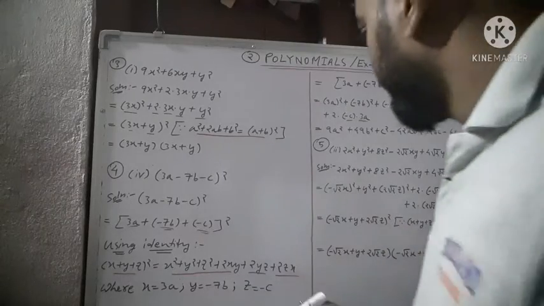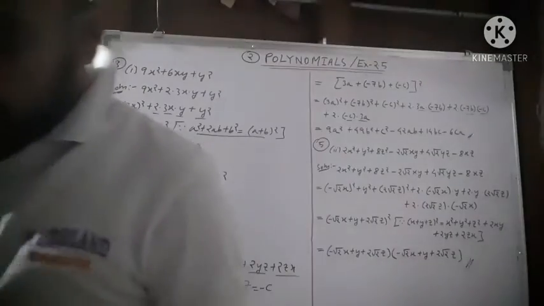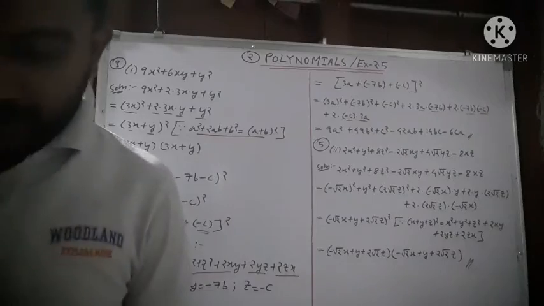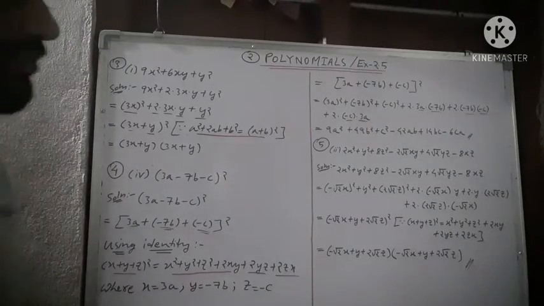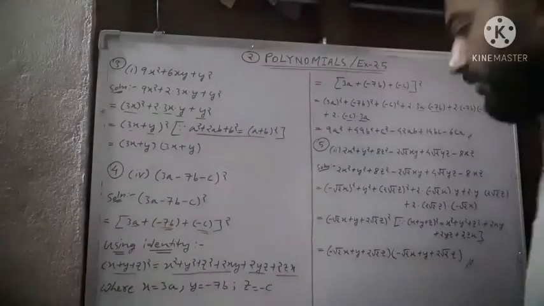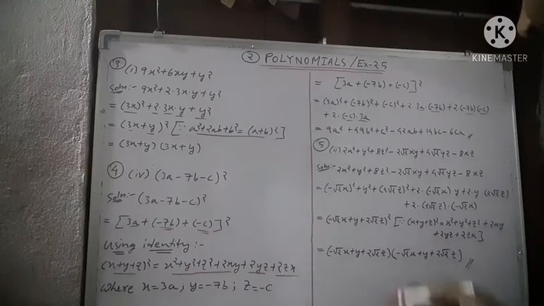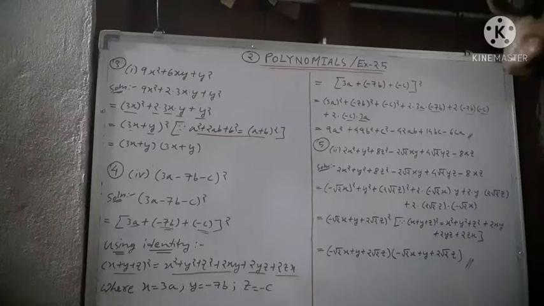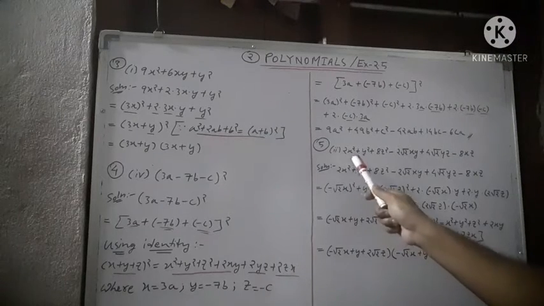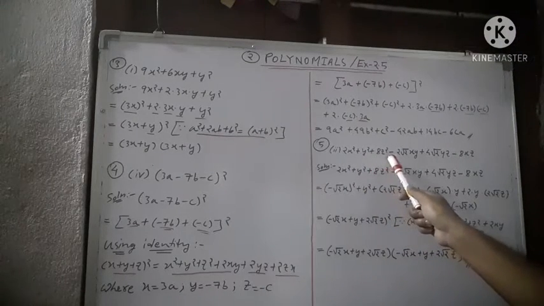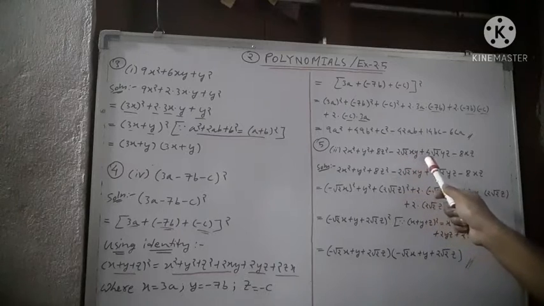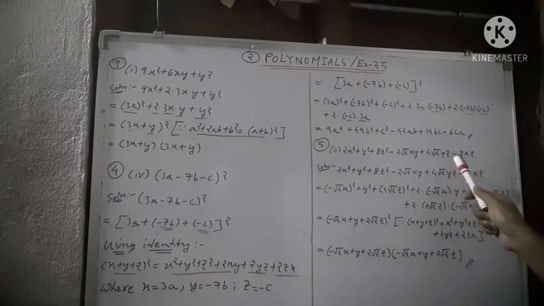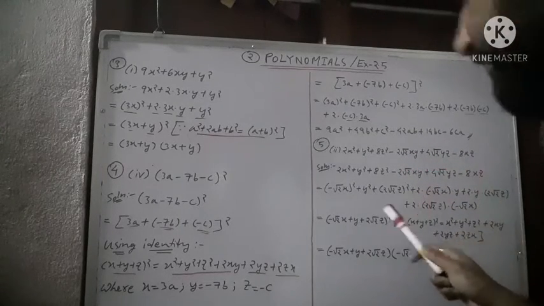So then let's move to question number 5, which is given to factorize. Again we need to factorize. So here also we'll be using a suitable identity to factorize. So question number 5, Roman number 2, given in the question: 2x square plus y square plus 8z square minus 2 root 2 xy plus 4 root 2 yz minus 8xz.